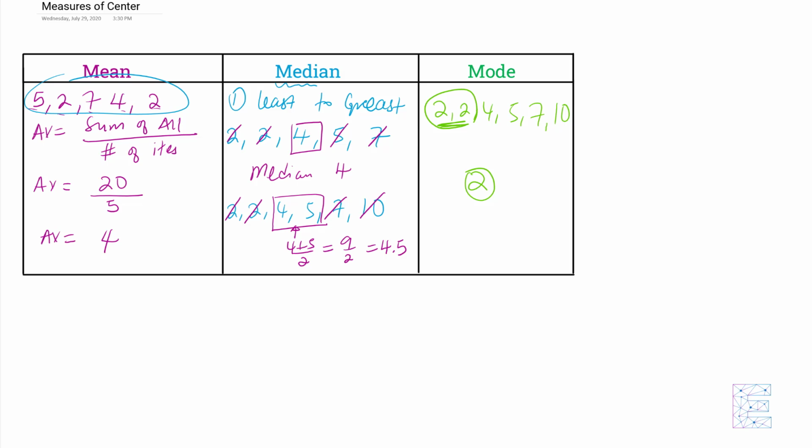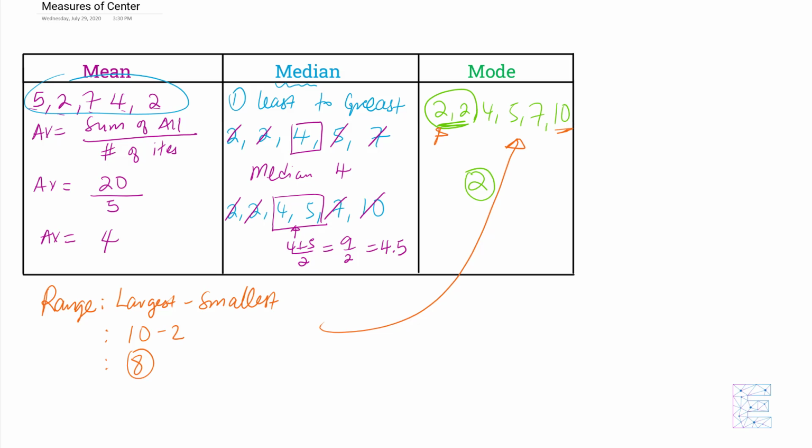So I'm going to add on another thing that you should be aware of, and that's known as range. Range is very simple. Range is the difference between the largest number and the smallest number. So largest minus smallest. Let's use these data points over here. The largest number is 10, the smallest number is 2. So the range for this data would be 10 take away 2, therefore range would be 8. Simple as that.